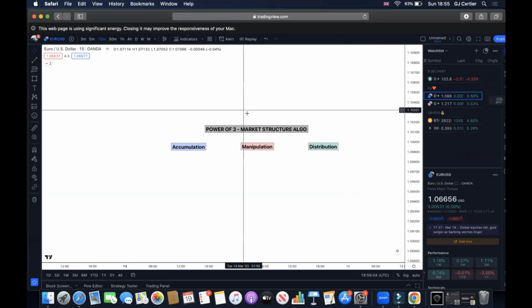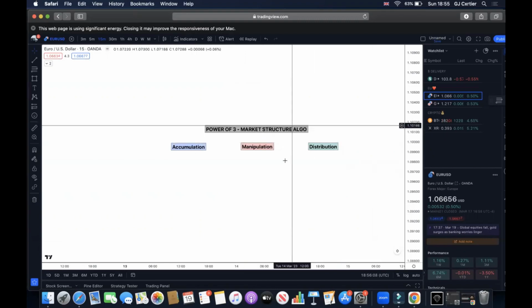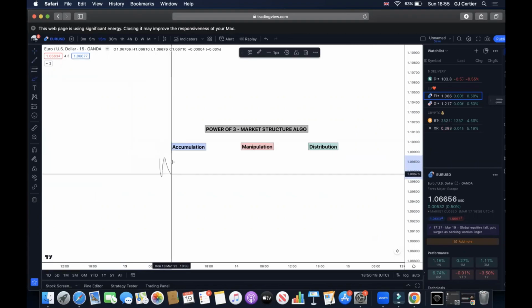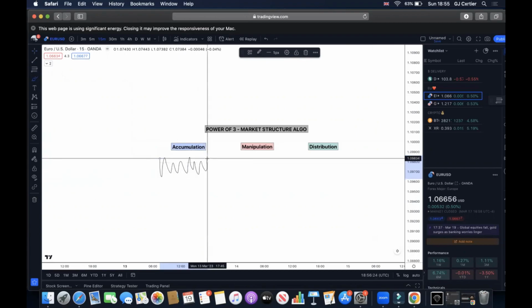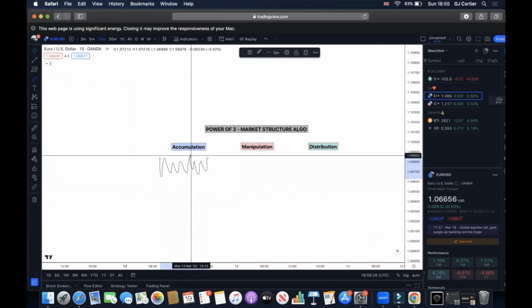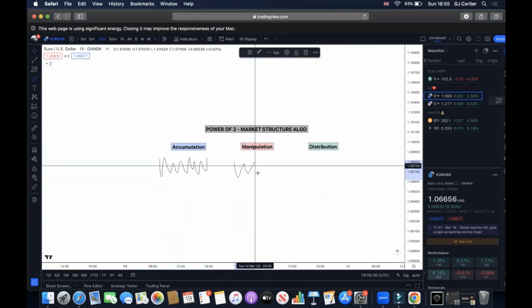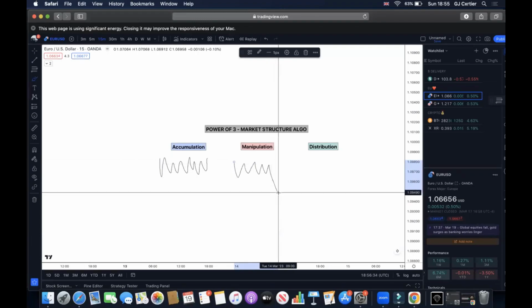effectively. So the power of three: in every single market structure sequence behind the algo, there will be accumulation. That was our consolidation, our period of market where we are simply ranging like so. So this is an accumulation period or a consolidation period. We then have manipulation. This is usually something like this. What will happen is we'll spike out the bottom like so.